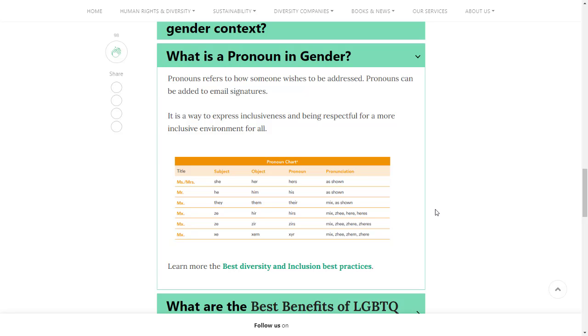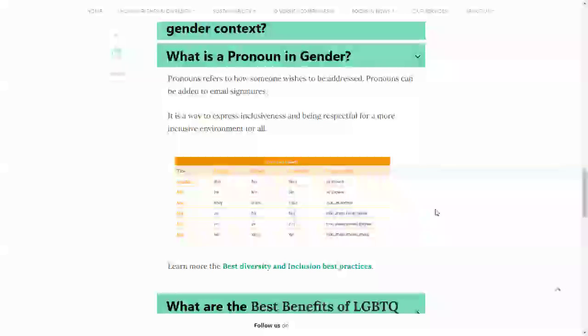So it can be she, her, hers as the subject, object, and pronoun for people who identify as a woman, he, him, his for people who identify themselves as male, and then others can use different subject, object, and different pronouns to be addressed.